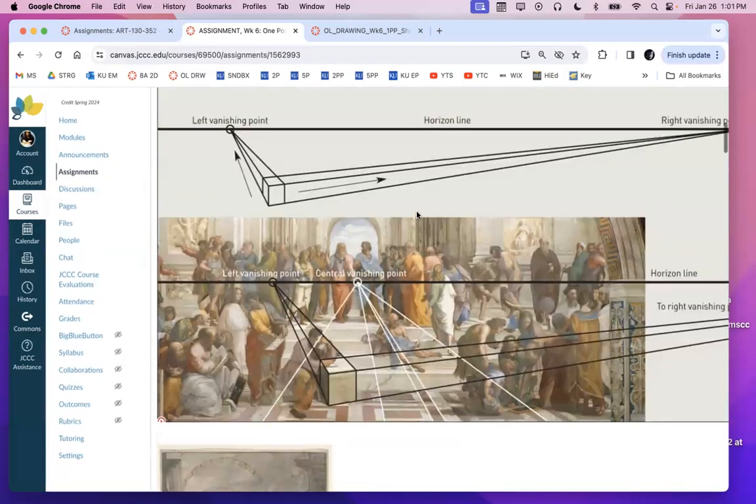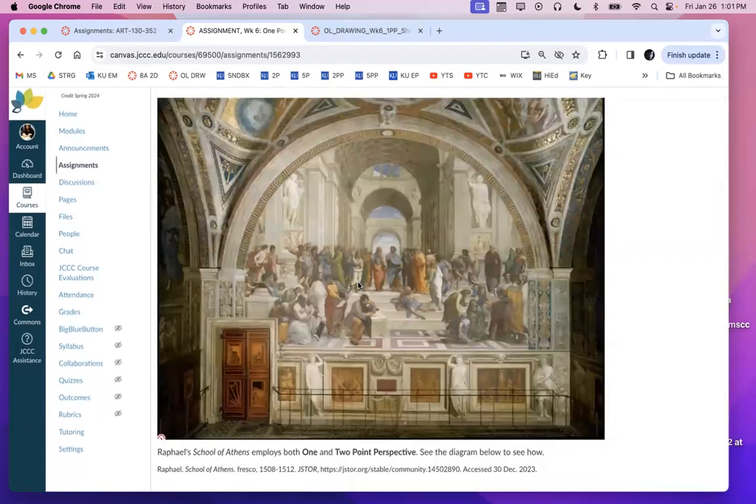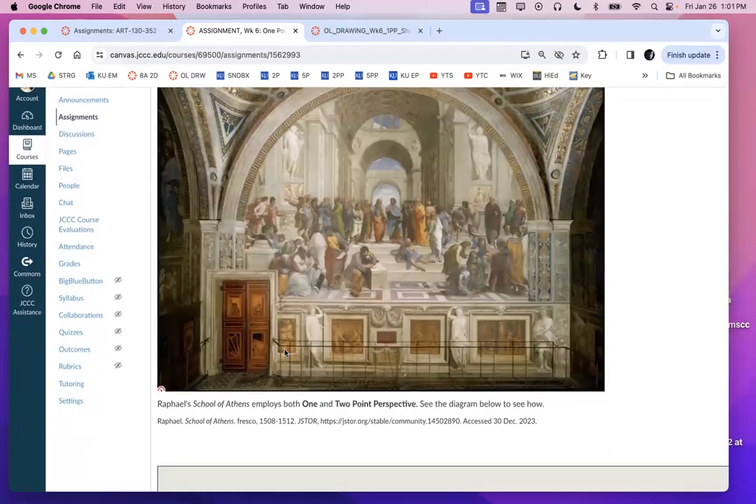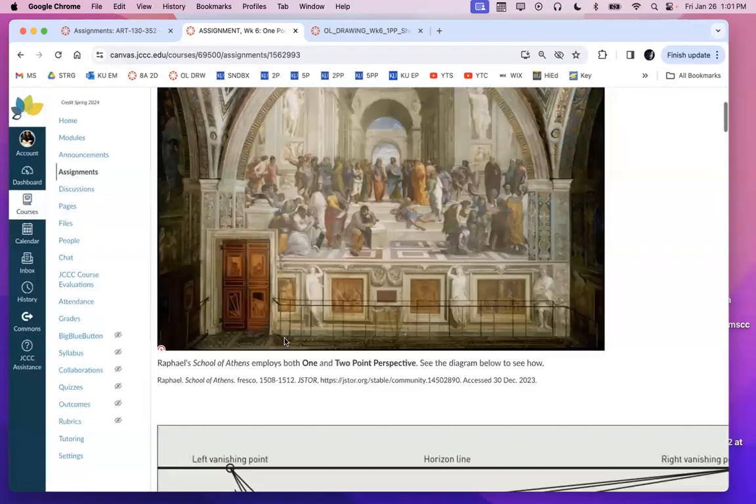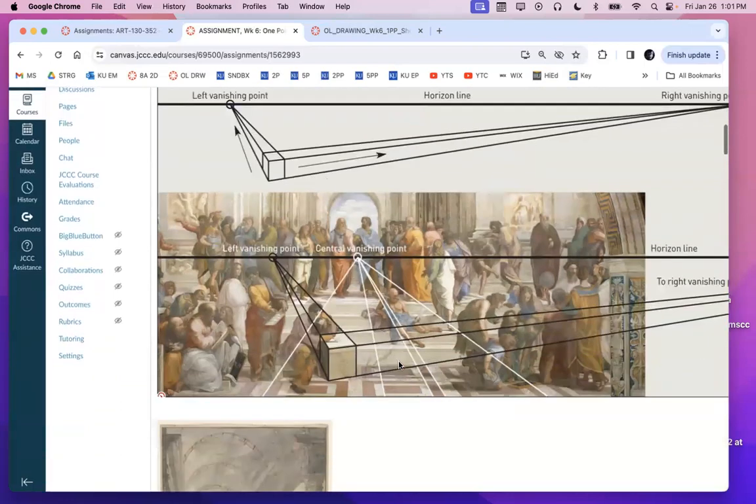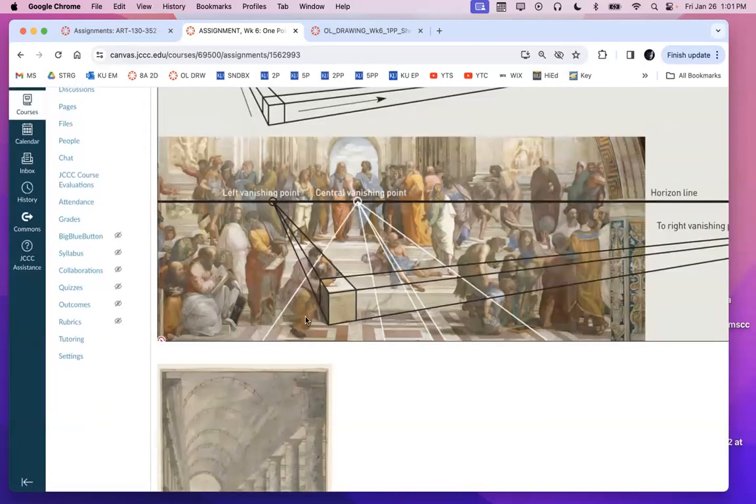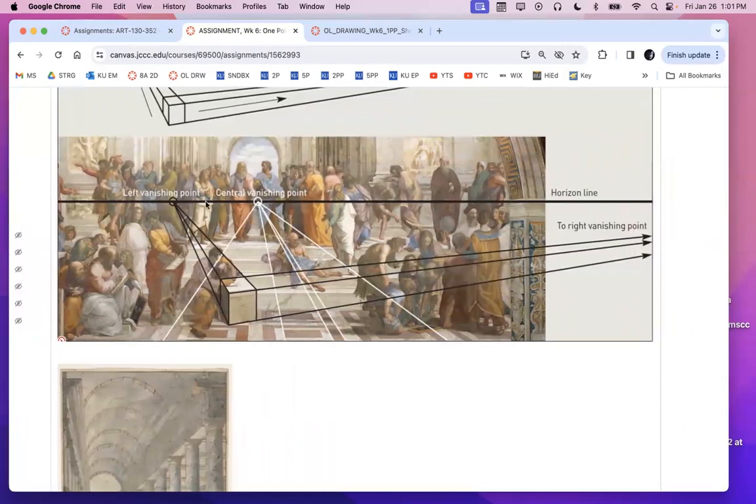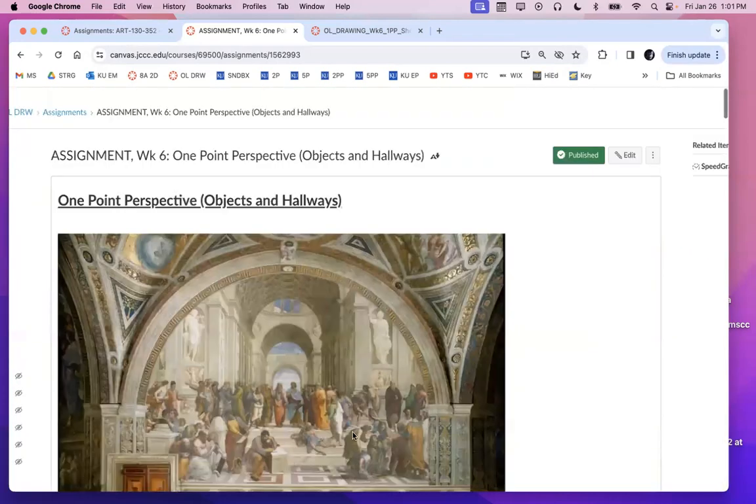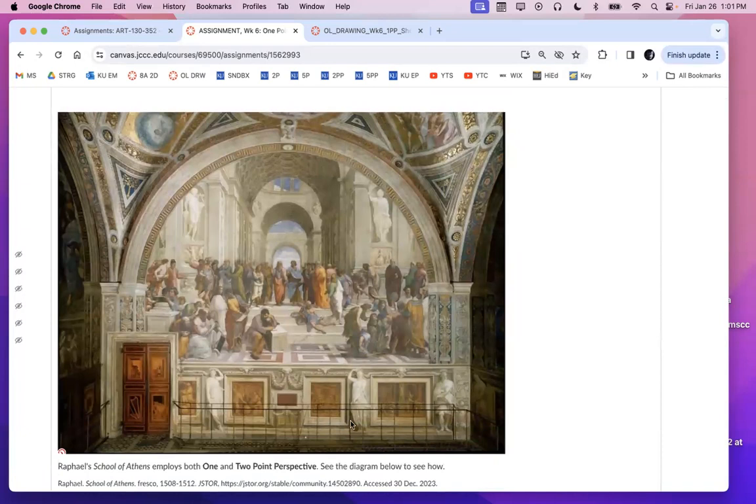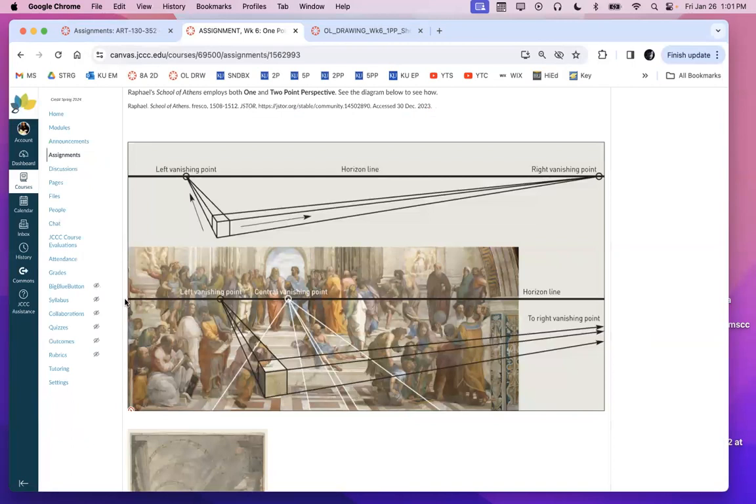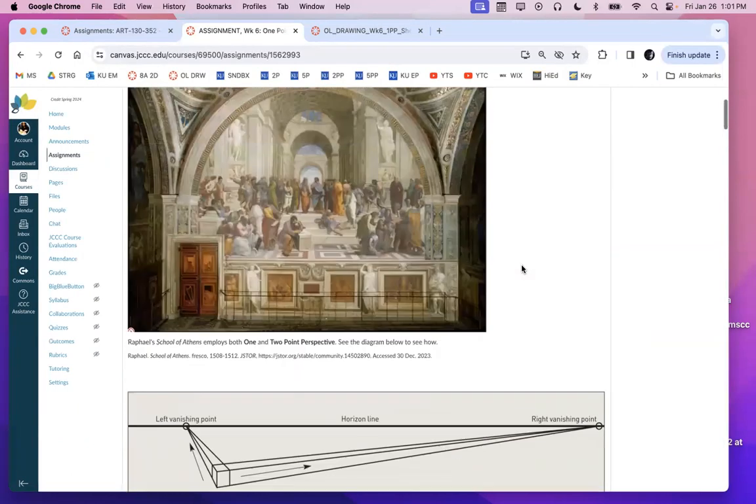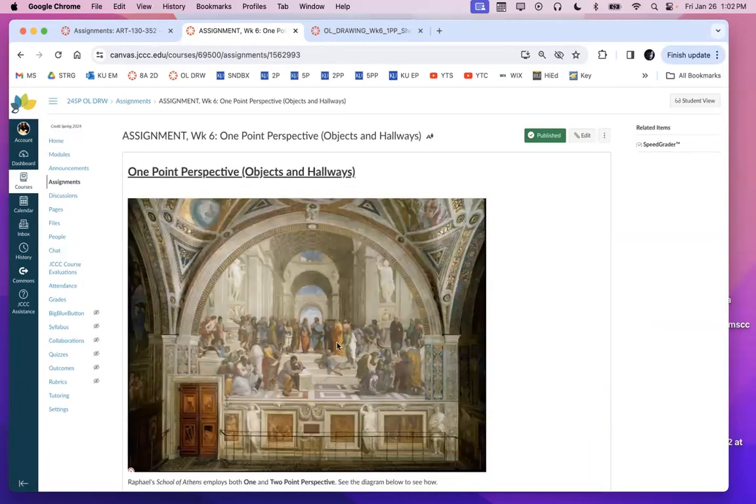So in this painting here, this is Raphael's School of Athens. The painting uses both 1 and 2 point perspective. This box is rendered in 2 point perspective, and then the whole entire interior of the room is rendered in 1 point perspective. And we can see that this dark black line that goes across the painting here, this is just a section of the painting. So this is the entire painting or fresco.